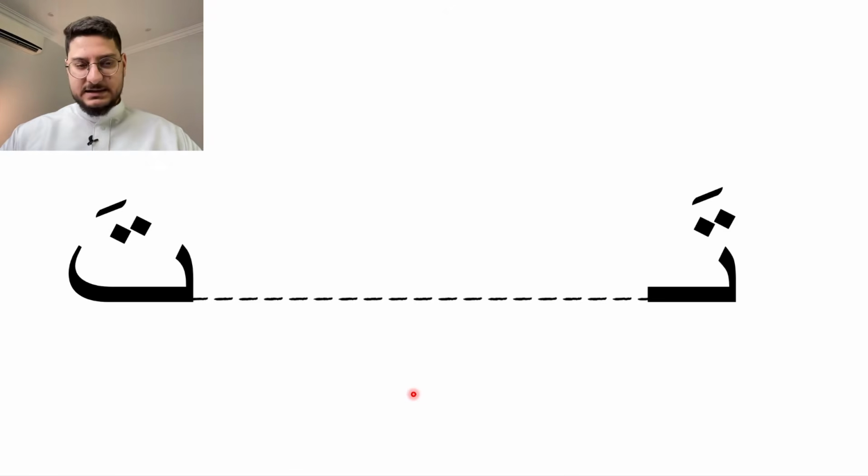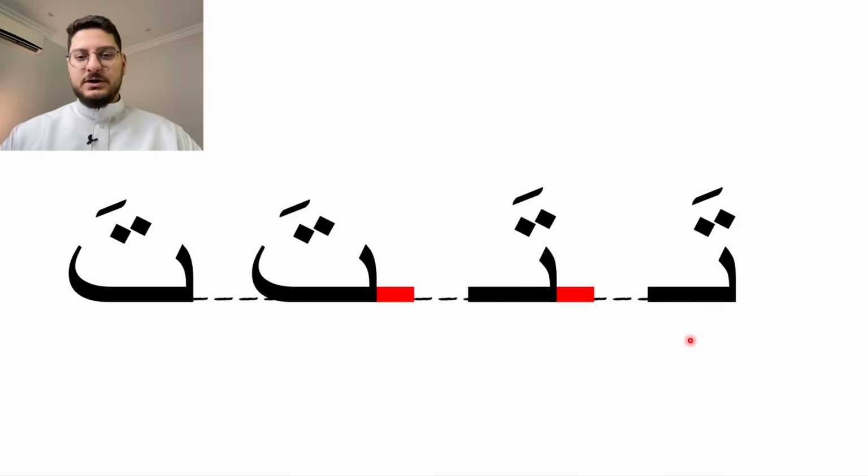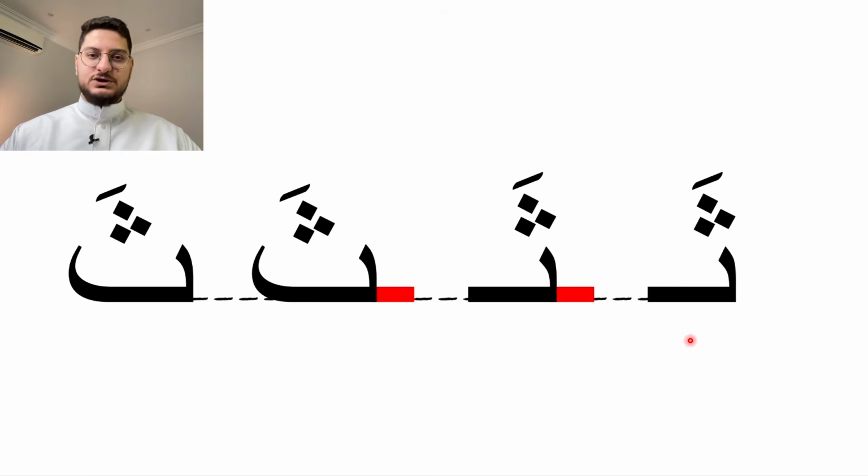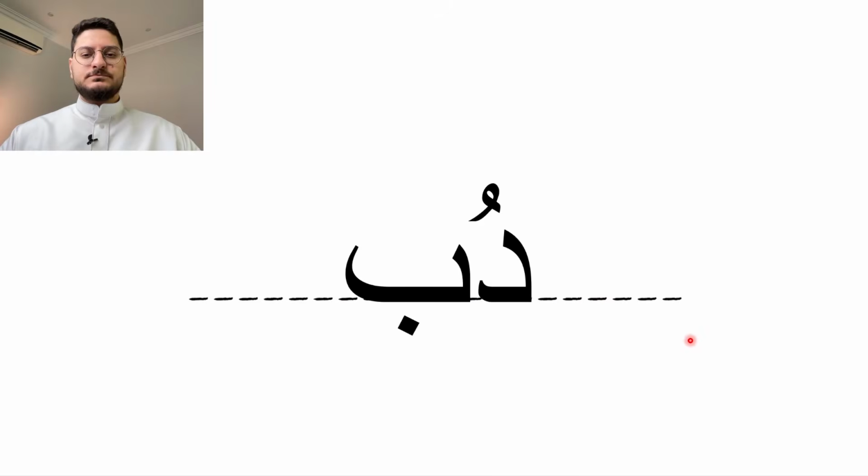What about the ta? It looks exactly the same, only with two dots on top rather than one dot below, right? What about the tha? Again, exactly the same, only with three dots on top rather than one dot below or two dots on top. So this is what we're playing with. Now let's read some words and this will become clearer.